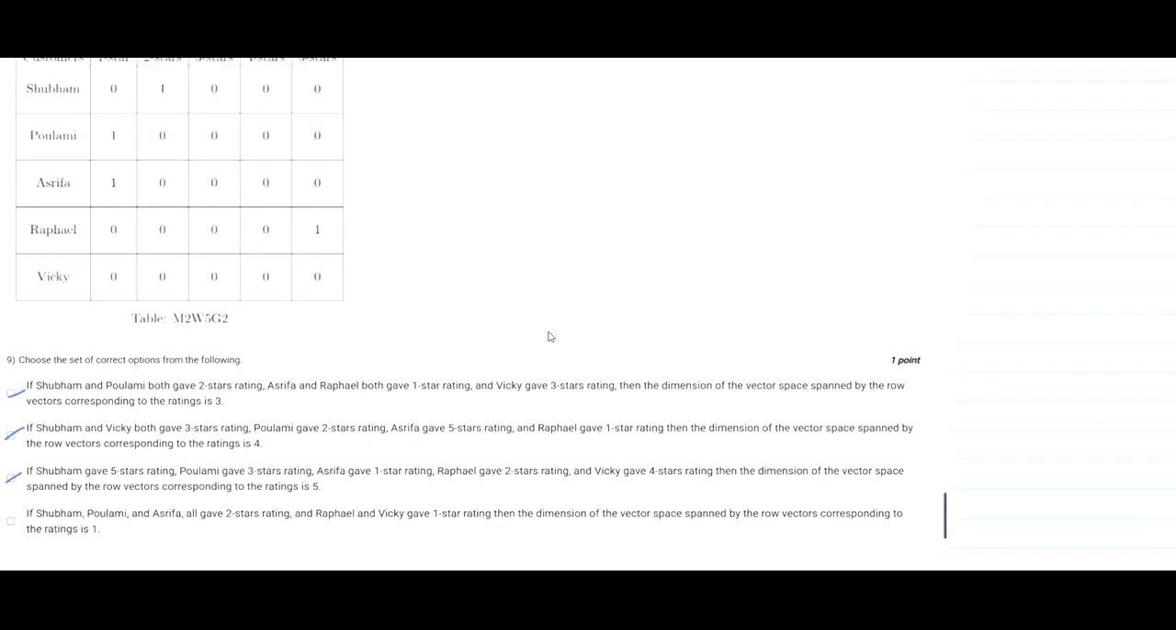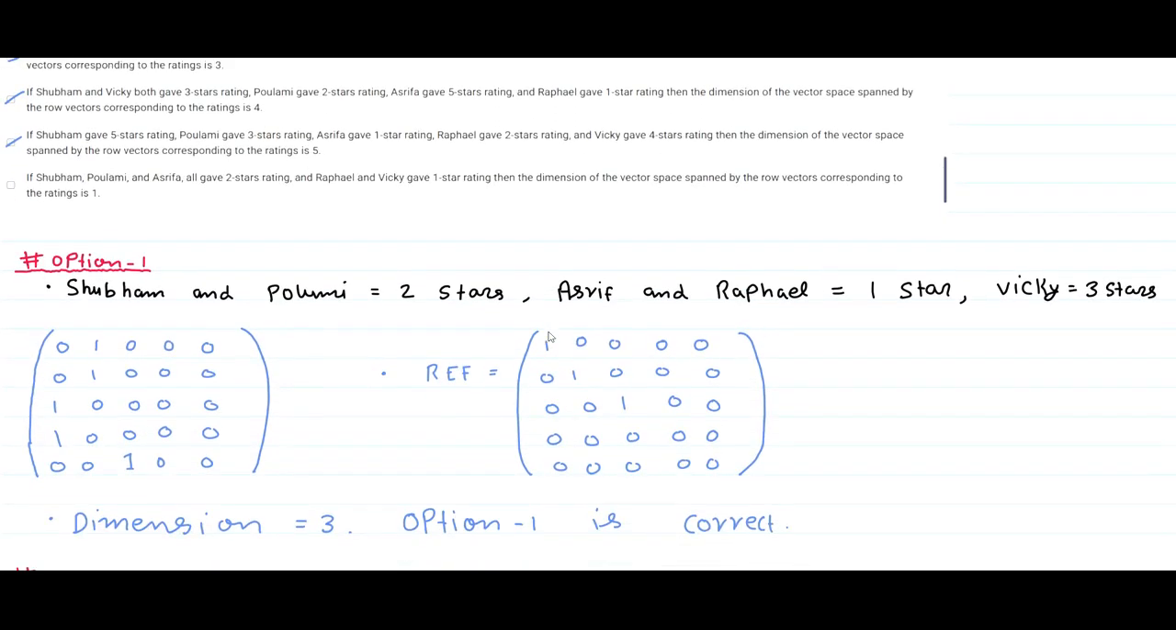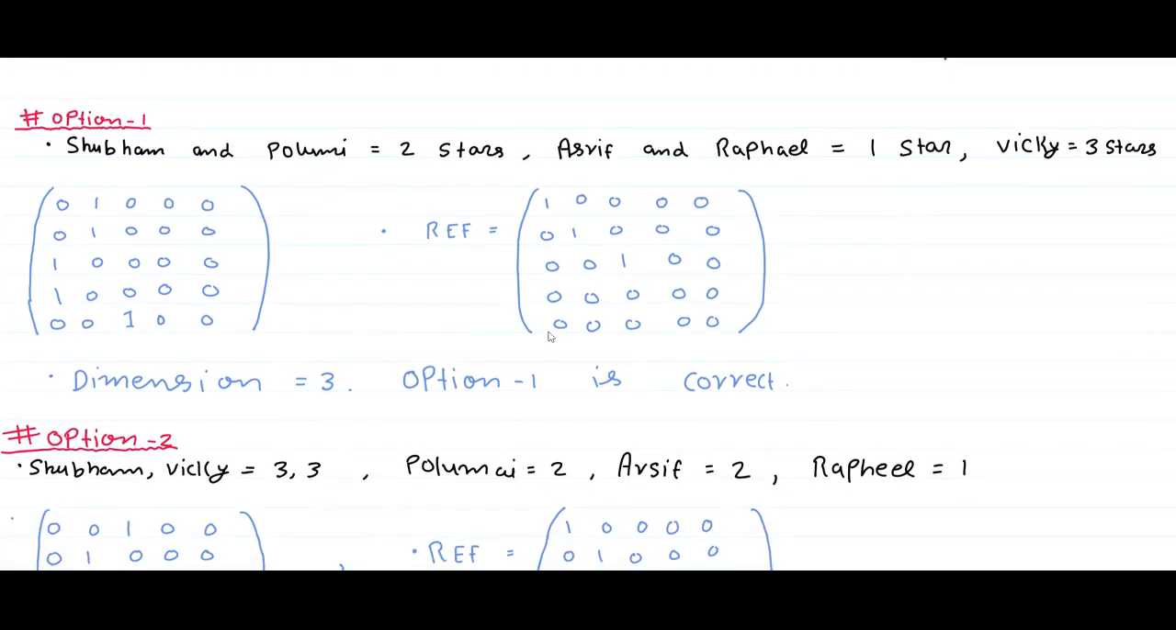The first option says that if Shubham and Paulmi both gave a 2 star rating, Asrifa and Rafal both gave a 1 star rating, and Vicky gave a 3 star rating, then the dimension of the vector space spanned by the row vectors corresponding to the ratings is 3. So if we first make a matrix where each row represents the rating given by each person, then the matrix will look something like this. Later, if we reduce it, then the matrix will look something like this.